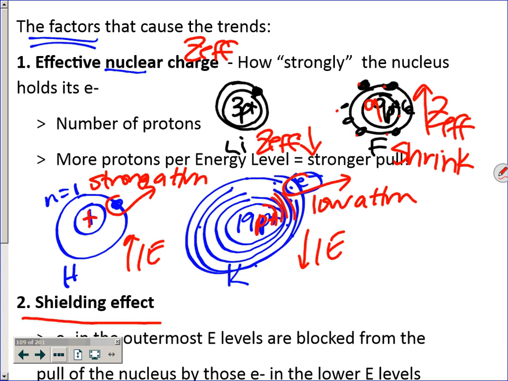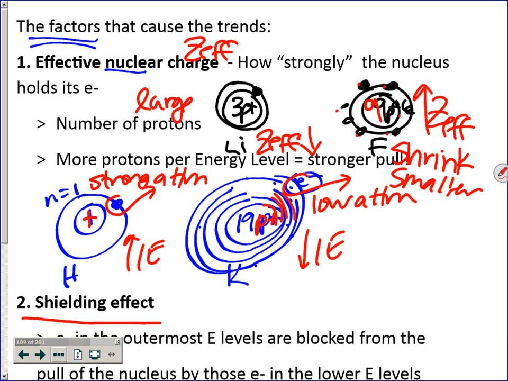The nucleus is not effective. This nucleus is not effective. This nucleus is effective at pulling in its shell. So this one's going to be smaller, right? It's shrinking, it's smaller. And this one's going to remain kind of large.